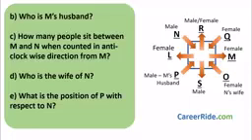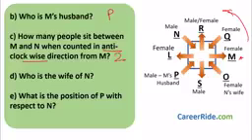Moving to next sub questions based on this diagram. Who is M's husband? M's husband is P. Okay. How many people sit between M and N when counted in anti-clockwise direction from M? M is over here. Anti-clockwise is like this. 1, 2, N. Okay, till N only. So two people. Who is the wife of N? Wife of N is O. Okay. What is the position of P with respect to N? This is P.